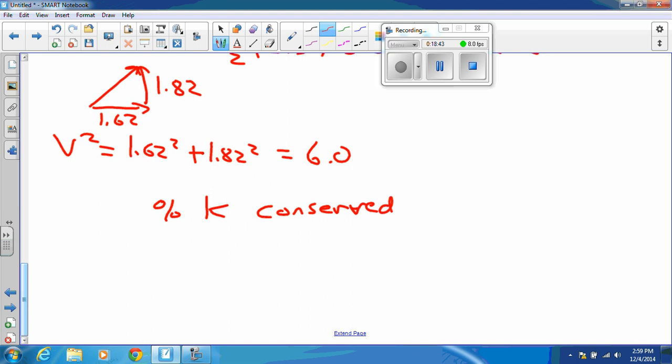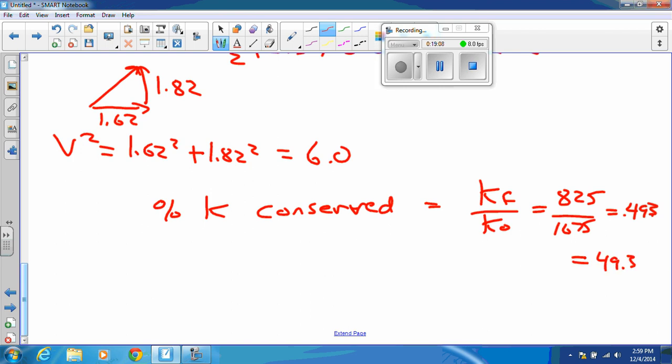So what we usually compute from this is the percentage of kinetic energy that is conserved, and the way that we're going to compute that is final over initial. So in this case, that would be 825 over 1675, and when we do, that turns out to be 0.493, which is 49.3%. In other words, our collision only retained 49.3%, or about half, of the amount of kinetic energy before the collision.